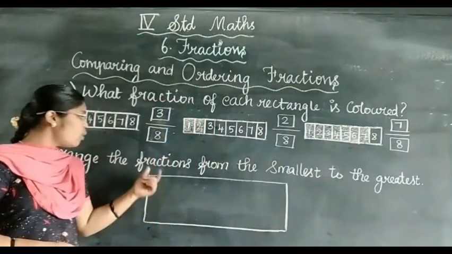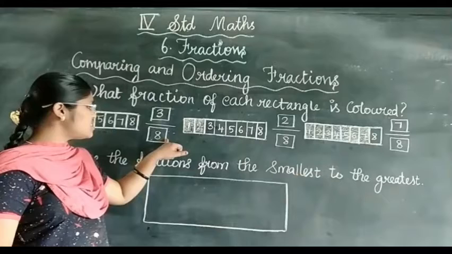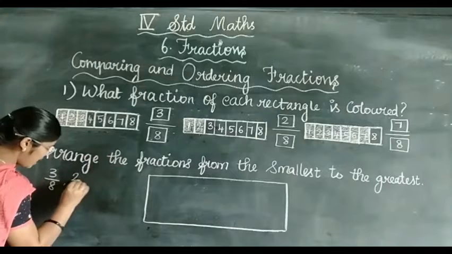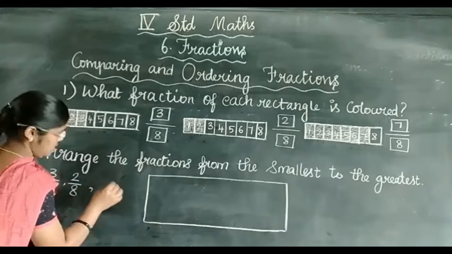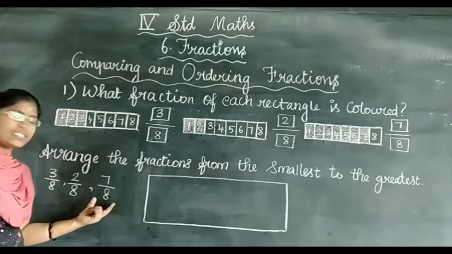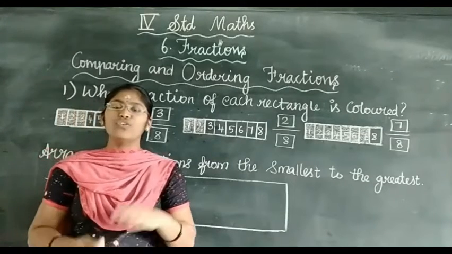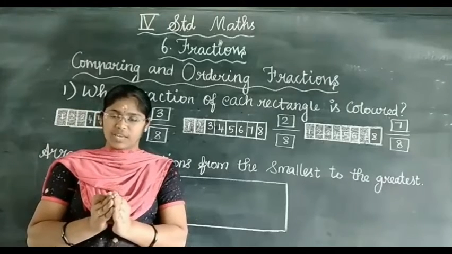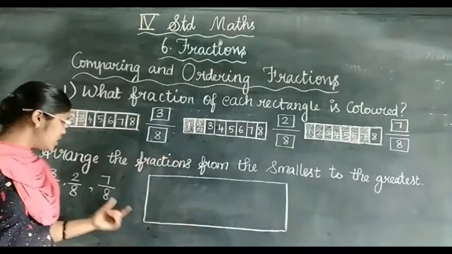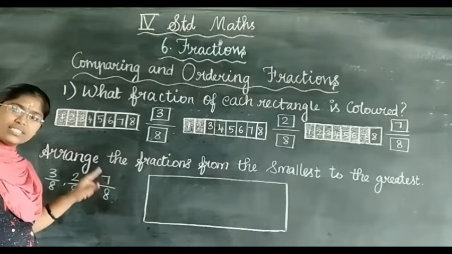Now we have to arrange the fractions from the smallest to the greatest. The fractions are 3 by 8, 2 by 8 and 7 by 8. See, children, in this the denominators are the same and the numerators are different. When the denominators of two or more fractions are the same, the fraction with the greater numerator is greater. See here, which is the greater numerator? 7 is the greater numerator. So 7 by 8 is greater.